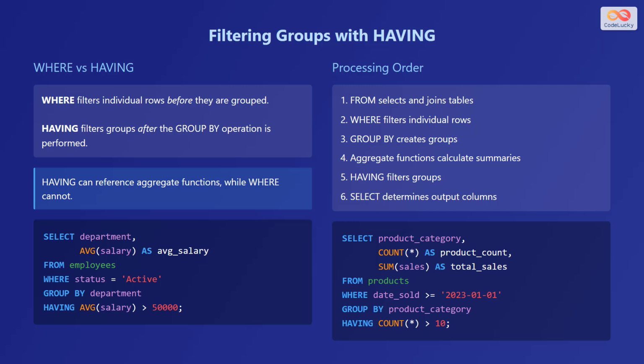This query selects the product category, counts the number of products, and calculates the total sales from the products table. It filters the rows to only include those sold after January 1st, 2023. It groups the results by product category, and then filters these groups to only include those with more than 10 products.